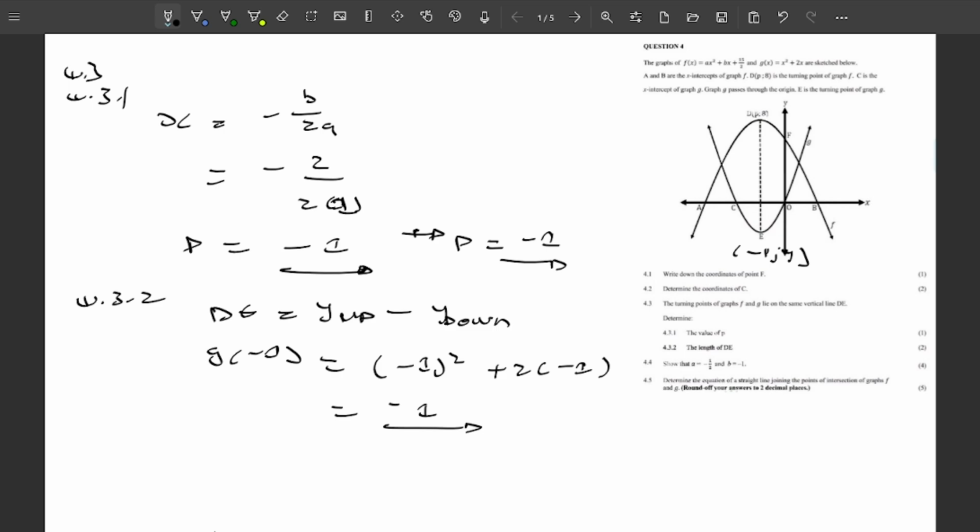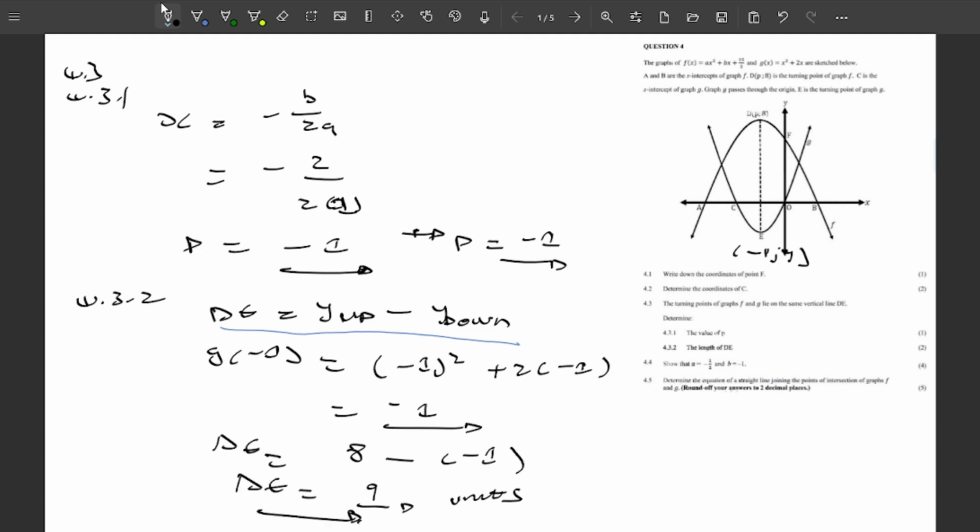Now after we have found it, since it's negative 1, we're going to use this formula here. Let me use a different color. This formula here, and substitute the y values from here. The one that is up is 8. The one that is down is negative 1. And then this means it's 9 units up, right? So this means the length of DE is 9 units.